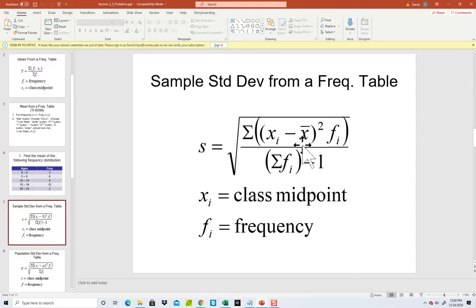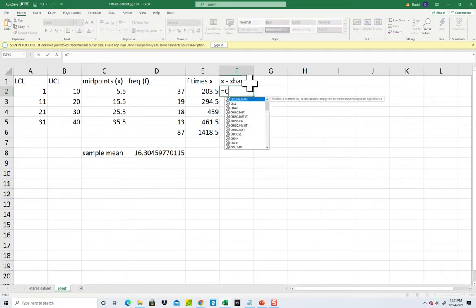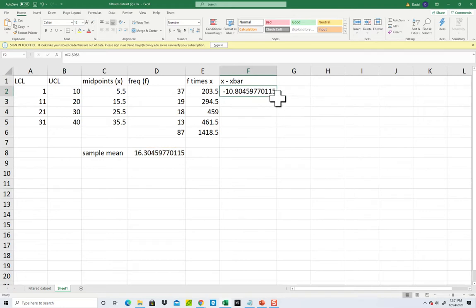So now here, we need a column. I'm looking at what's inside of the parentheses here, x minus x bar. Well, keep in mind x is our midpoints. So this is x minus x bar. I'm doing equals x, which is C2, minus, now here's the tricky part. Since it's down there and we want it to always be D8, I put $D$8. That way when I fill it down, it'll change C2 to C3, C4, C5, but we'll always say D8. We don't want that to change. And then I'll press enter, and then I'll fill that down.